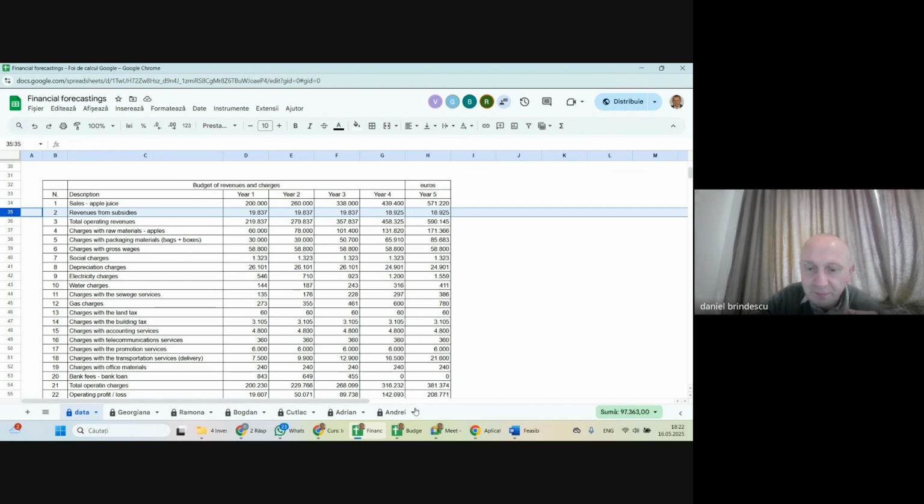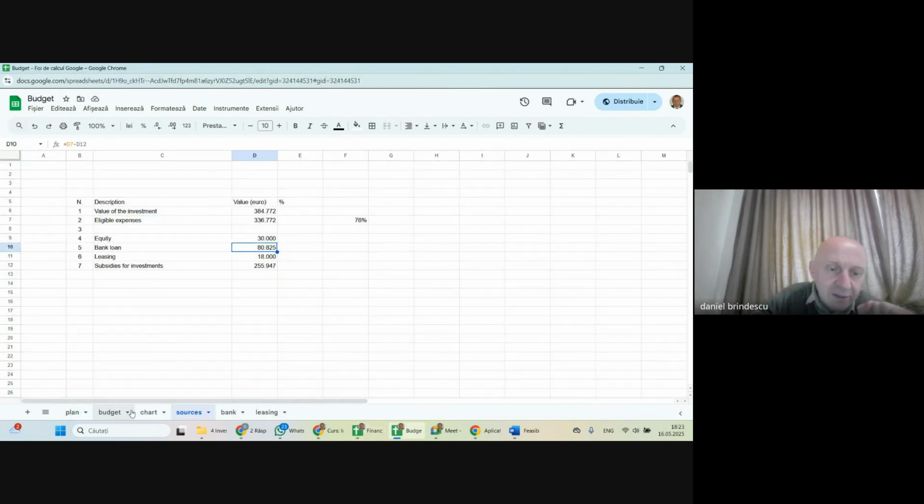Why? Again, this is my table with the financing sources. So I'm hoping of obtaining subsidies for investments of about 255,000 euros. I'm going to collect them at some point, I hope.